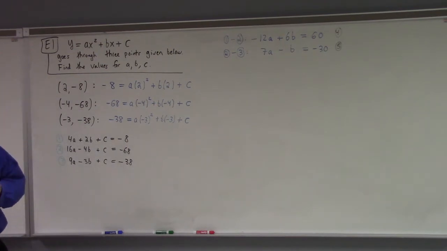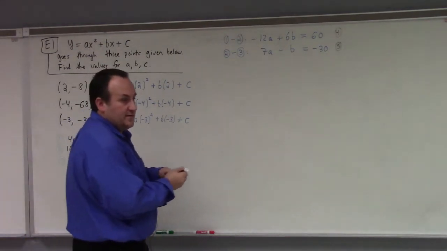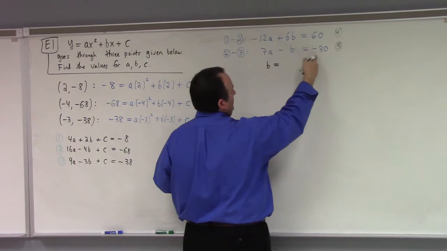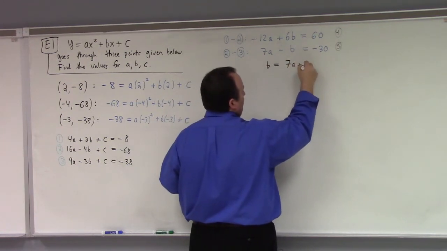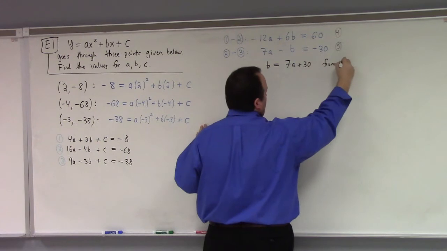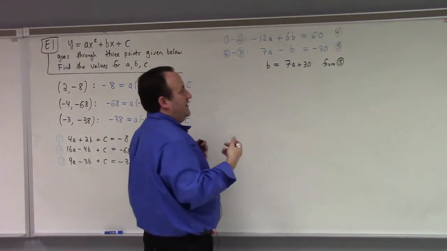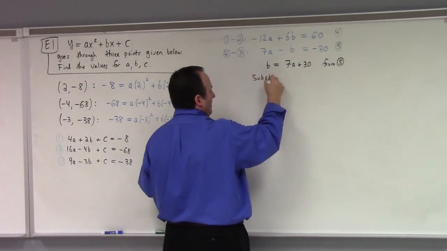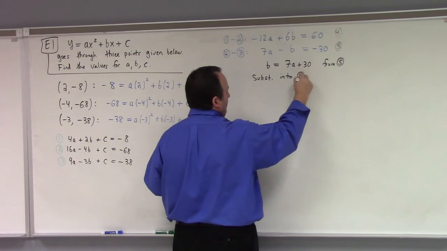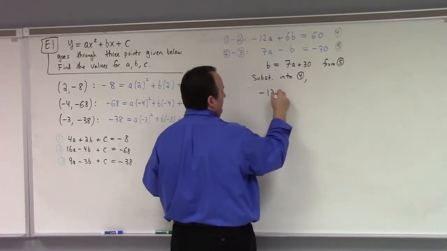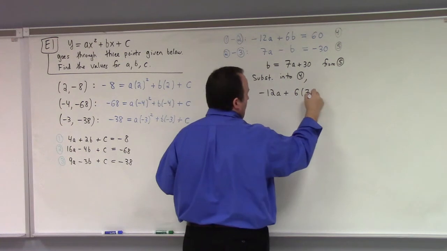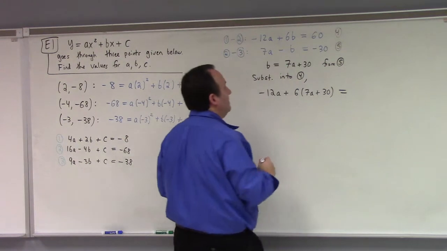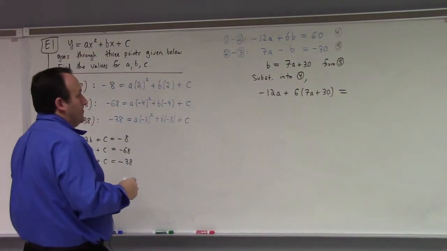How about this? Take equation 5, solve for b. That's super easy because you just isolate b. b is equal to 7a plus 30, from equation 5. Once you know that, we can substitute it into equation 4, and that gives me minus 12a plus 6 times (7a plus 30) equals 60.